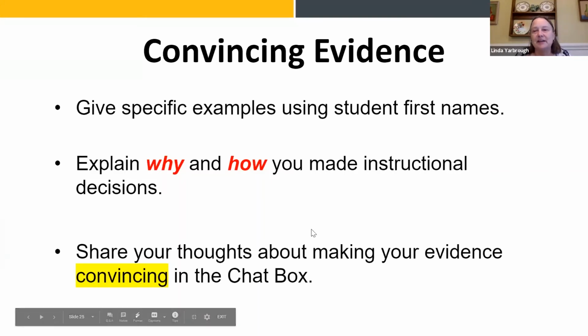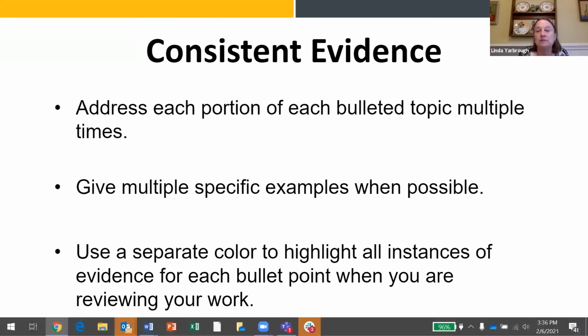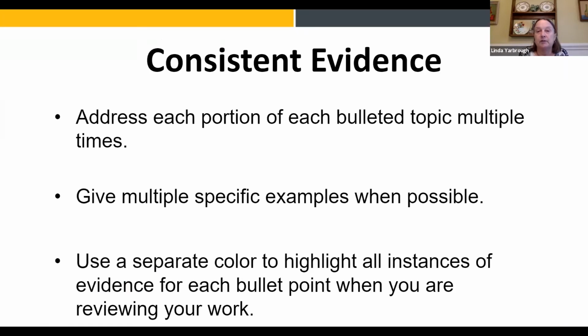Let's look a little bit at how to make your evidence consistent. Because remember, level 4 wants clear, consistent, and convincing evidence. So consistency to me means that you do it more than once. As you go through the bullet points in your scoring rubric, think about the fact that most of those bullet points refer directly to one or more of the standards that are assessed for this component. And you're going to want to address each portion of each bulleted topic multiple times if you have room to do so.